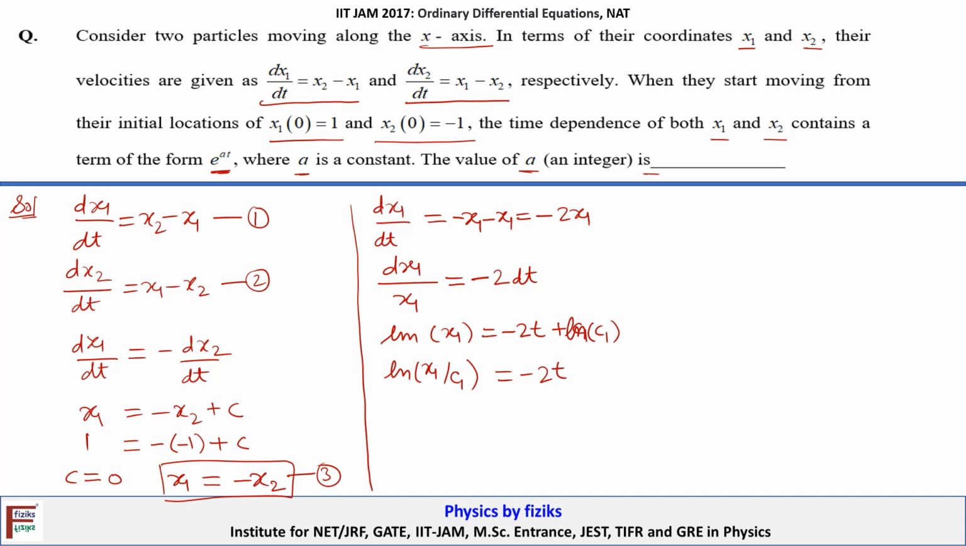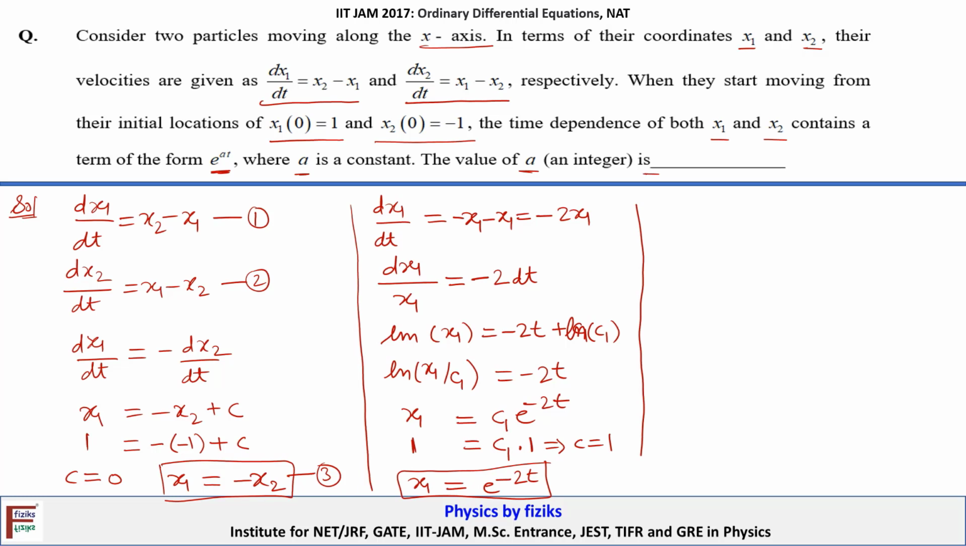Taking exponential on both sides, we get x1 by c1 is equal to exponential of minus 2 times t, and of course c1 is multiplied on the right hand side. Now using the initial condition that x1 at 0 is 1, at t equal to 0 the exponential term becomes 1, and hence we obtain that c1 is equal to 1, and the solution for the first particle is written as e to the power minus 2t. This is our path of the first particle.